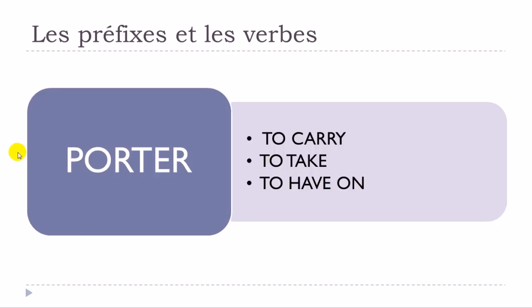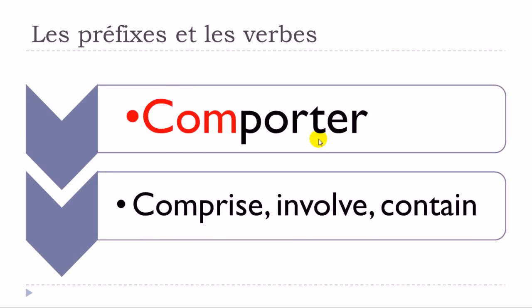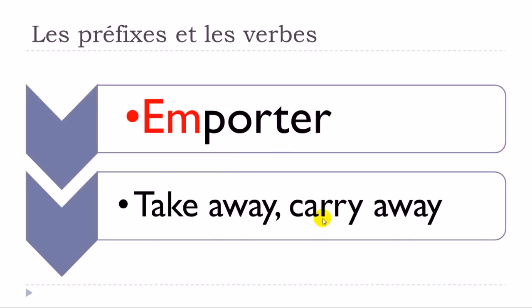Okay, so the idea is that we will add some letters before, and then by adding these letters, the original meaning of the verb will be modified. Okay, so let's see now. The first one, so if you add this AP, you will get apporter. Okay, that's actually a translation of this verb, apporter. Okay, then we can add C-O-M, so comporter, okay, and that's the translation here. Or it could be se comporter. And you have here the meaning of this verb.